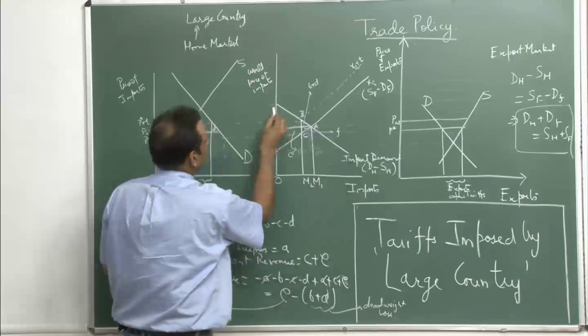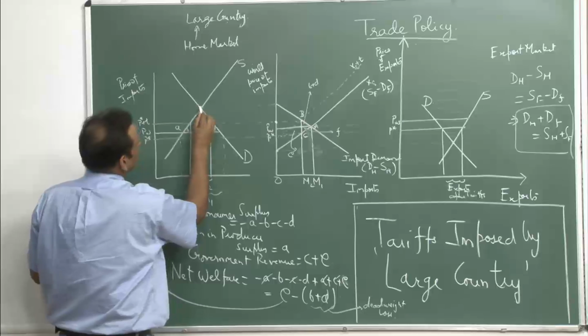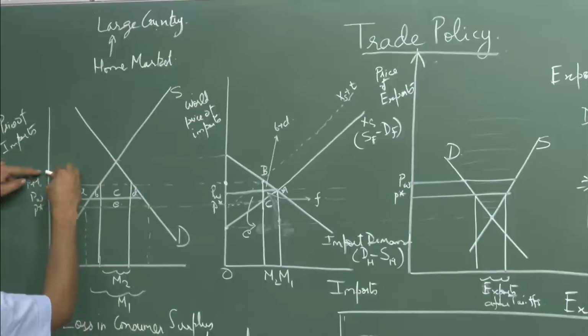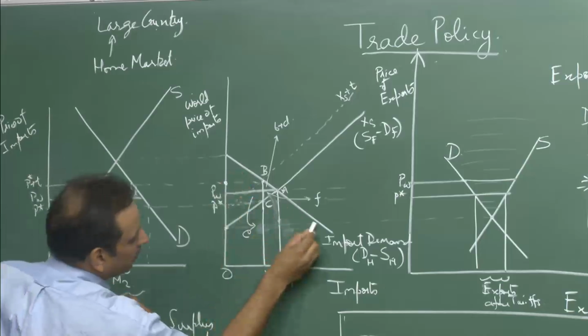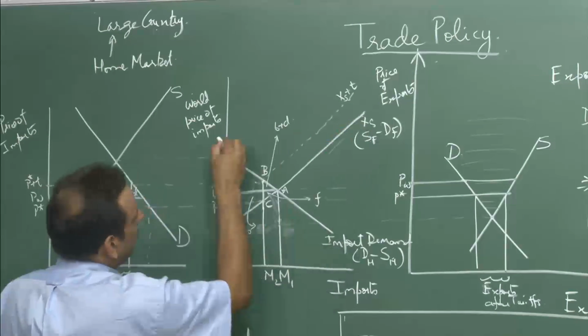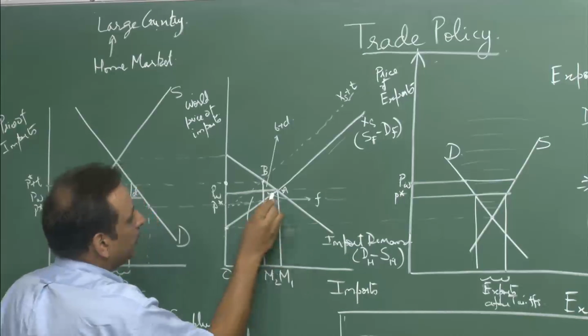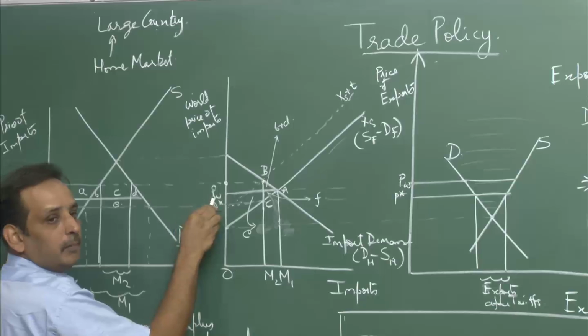Import demand curve, look at this, the importer is the home country. This starts from this point. As the price of imports go down, the imports go up. This is depicted by the import demand curve. So, you have an export supply curve, you have an import demand curve. Wherever they intersect, this is the world prices denoted by PW.